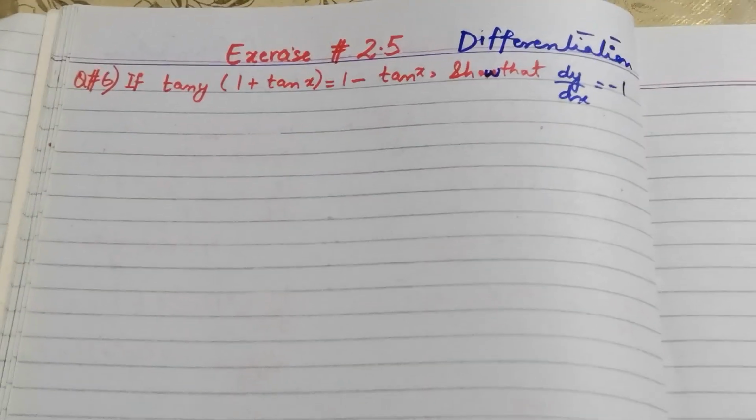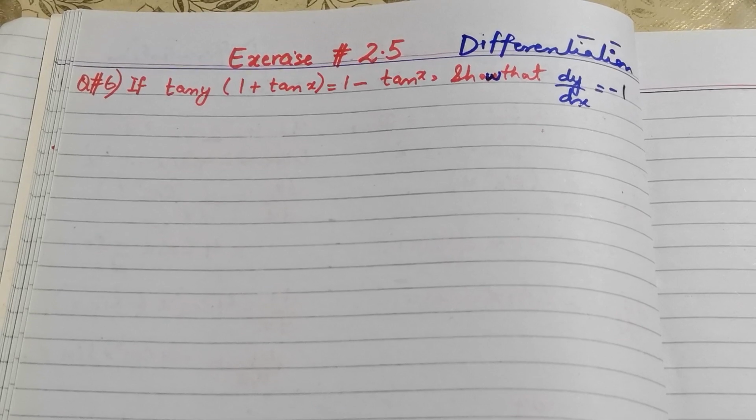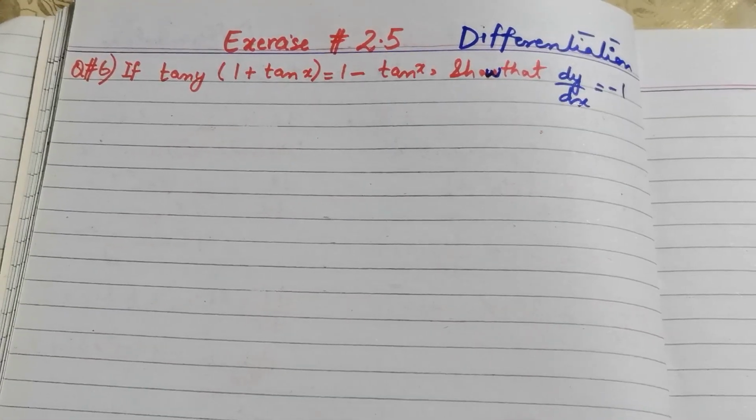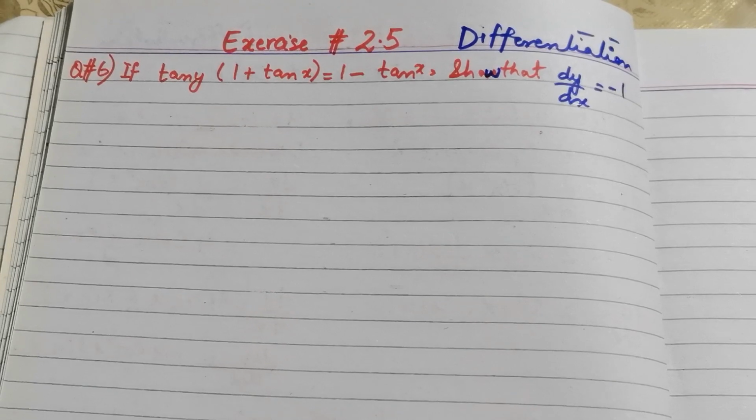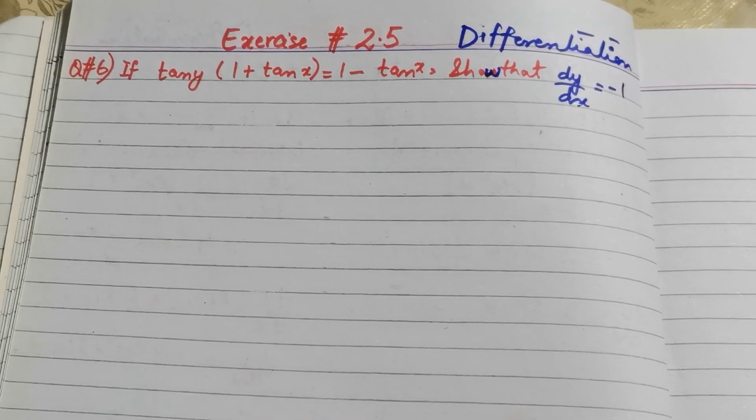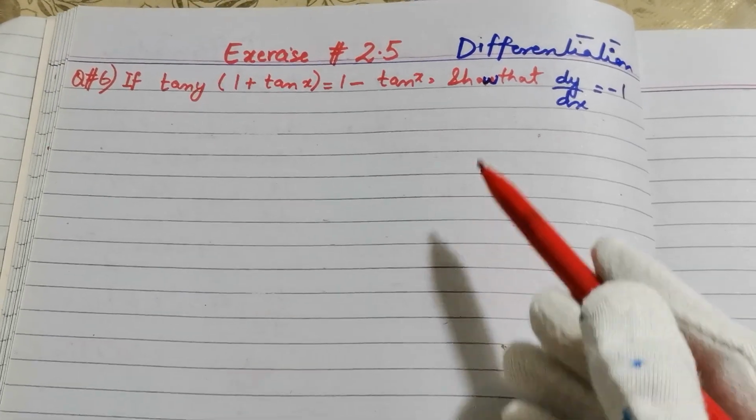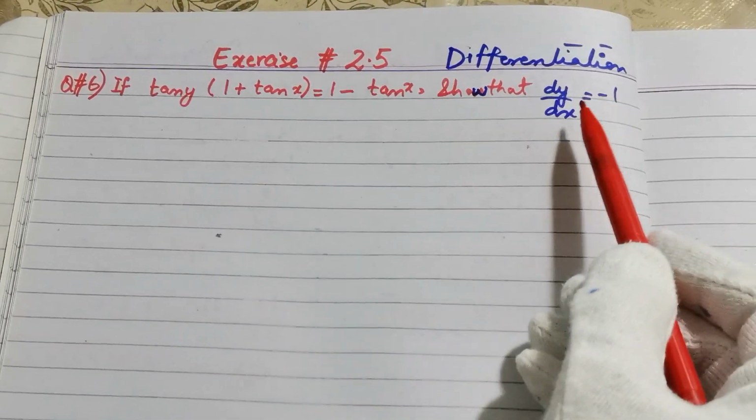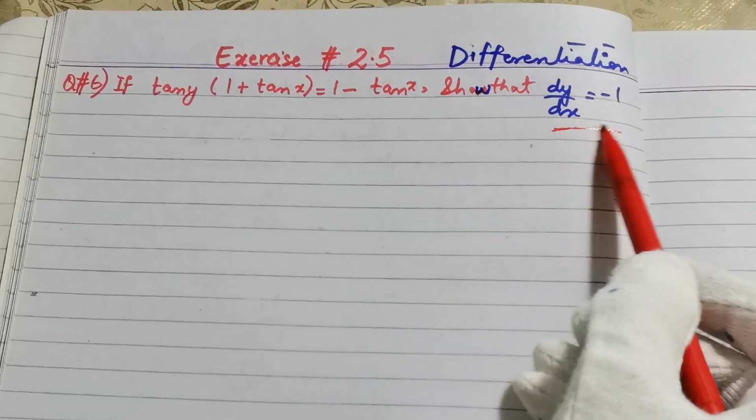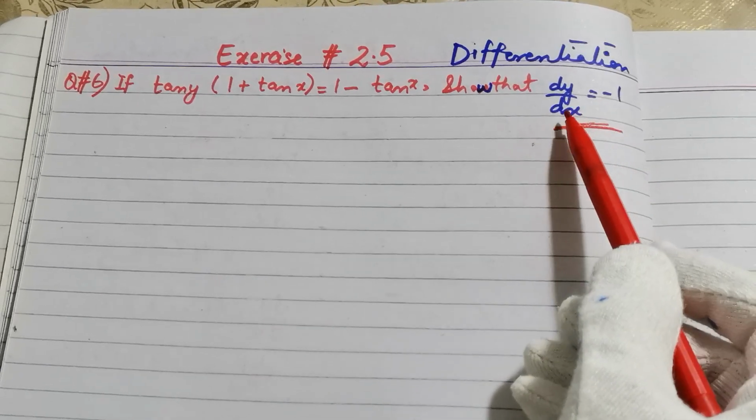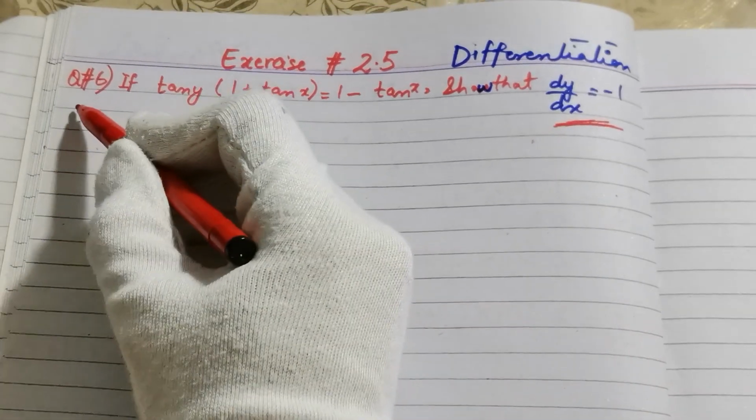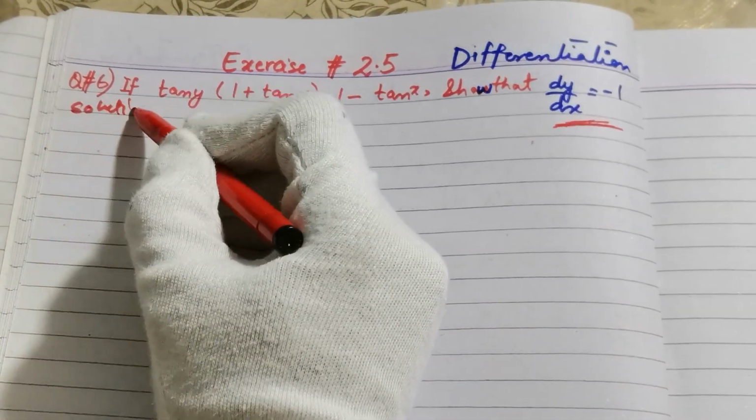Today I'm going to teach you exercise number 2.5 differentiation. Question number 6. If tan y into 1 plus tan x is equal to 1 minus tan x, show that dy by dx is equal to minus 1. So basically we want to prove dy by dx is equal to minus 1. So let's start our solution.